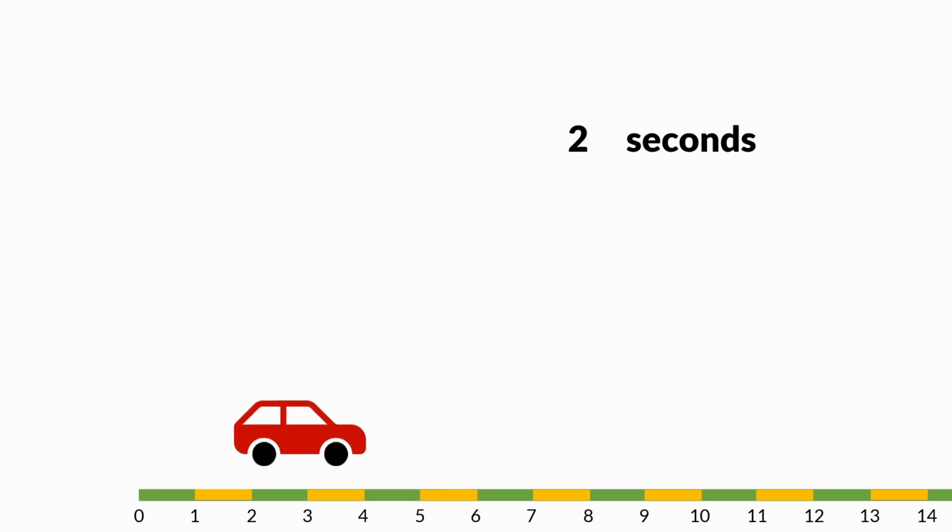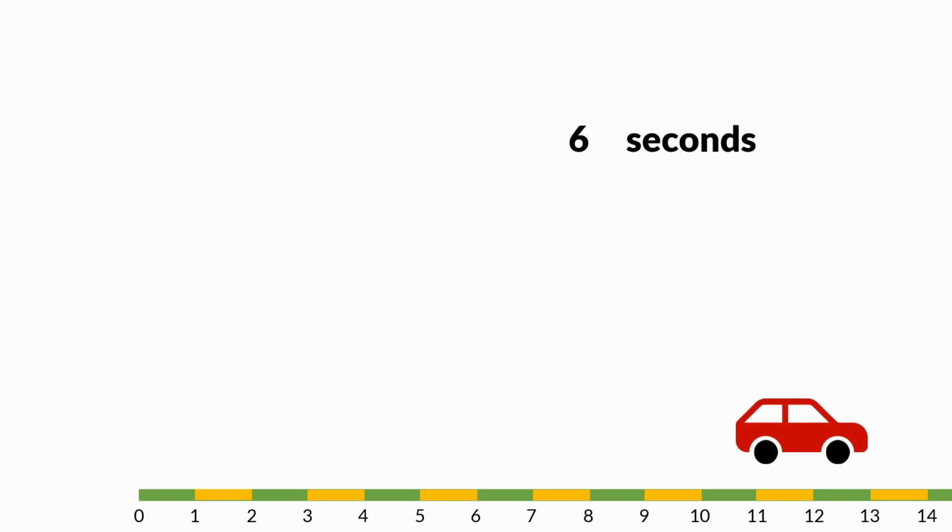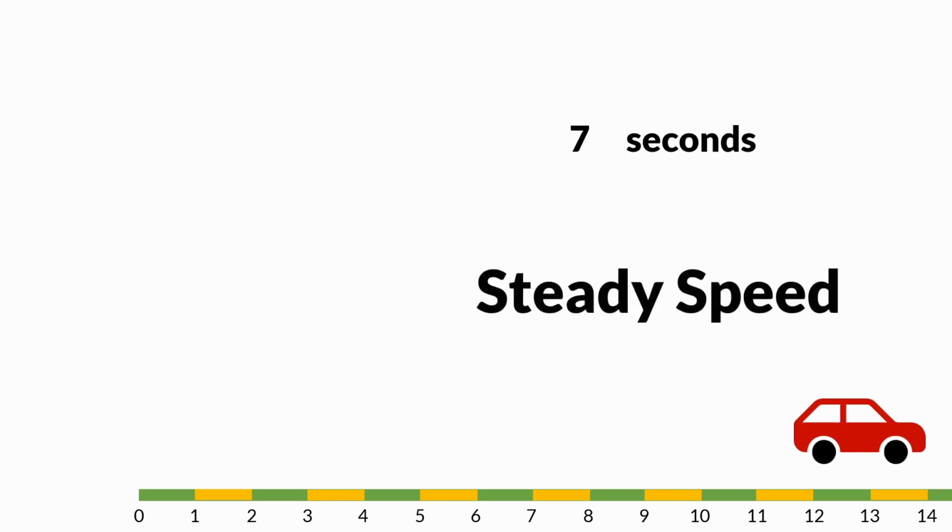Here we can see that every second the car is moving forward about 2 meters and it's moving at a steady speed. In this case, it travelled 14 meters in a time of 7 seconds, so that's going to be 2 meters per second, 14 divided by 7.